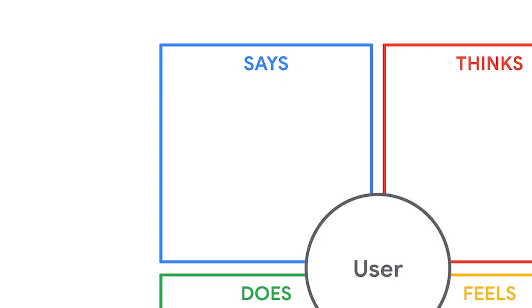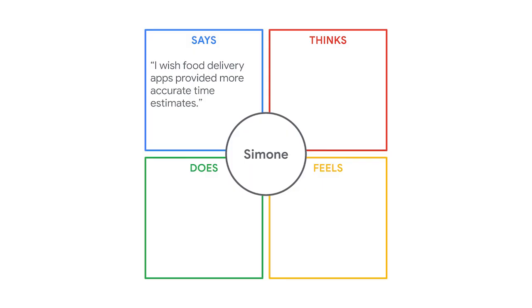Imagine you're on a team building an app that promises food delivery in 30 minutes or less. You interview users about their experiences with food delivery. The top left of your empathy map includes what the user says during the interview. When you do this, use direct quotes if you can. For example, one user, Simone, has ordered food through other delivery apps before. Simone might say something like, "I wish food delivery apps provided more accurate time estimates." We should write this direct quote from Simone in the says square of our empathy map.